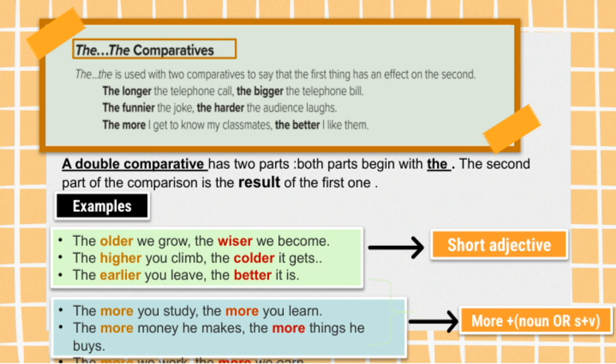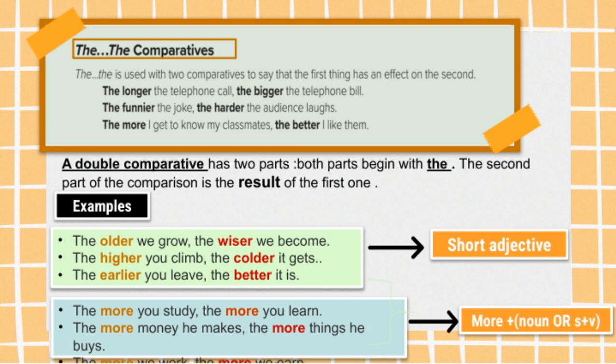Finally, remember that these are called double comparatives because they have two parts. Each part starts with the, and the second part shows the result of the first. So, as one thing increases, the other does too. Understanding this structure helps us see how things are linked, and how growth in one area often leads to growth in another.